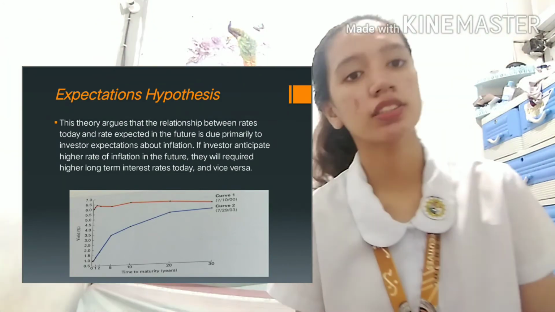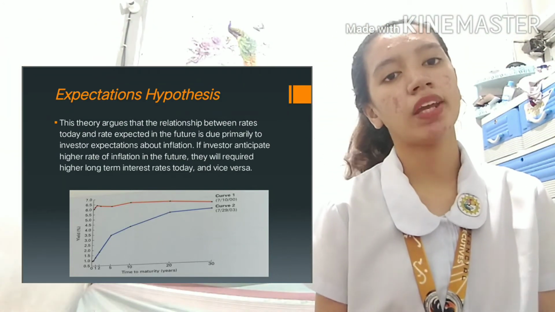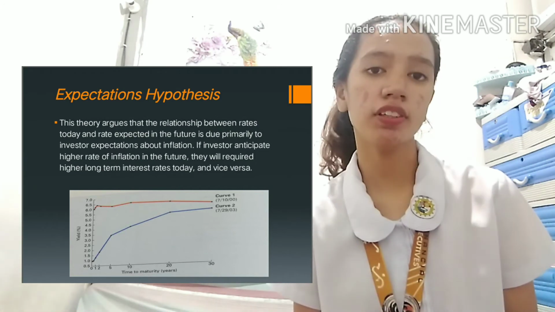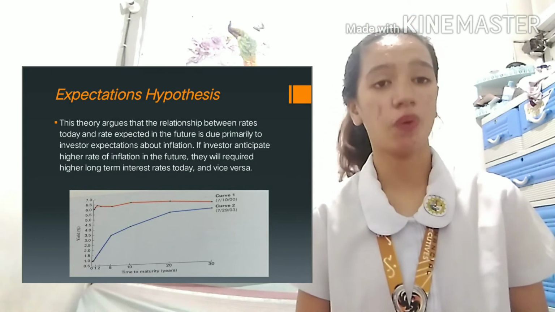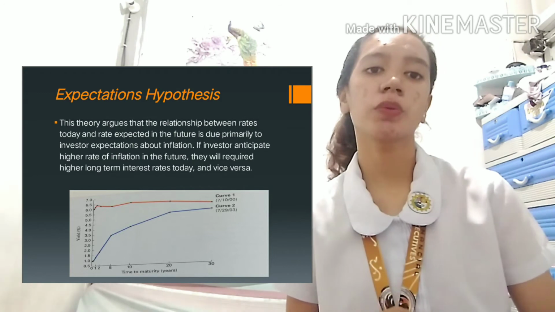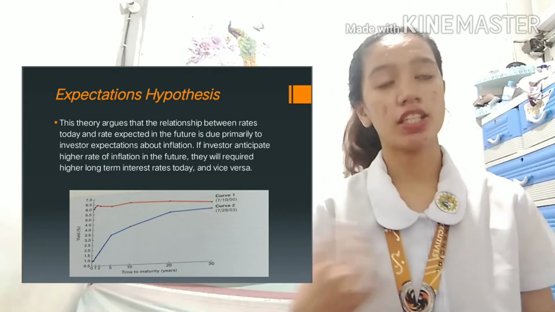If investors anticipate a higher rate of inflation in the future, they will require higher long-term interest rates today, and vice versa. Generally, under the expectation hypothesis, an increasing inflation expectation results in an upward sloping yield curve. A decreasing inflation expectation results in a downward sloping yield curve. And a stable inflation expectation results in a relatively flat yield curve.